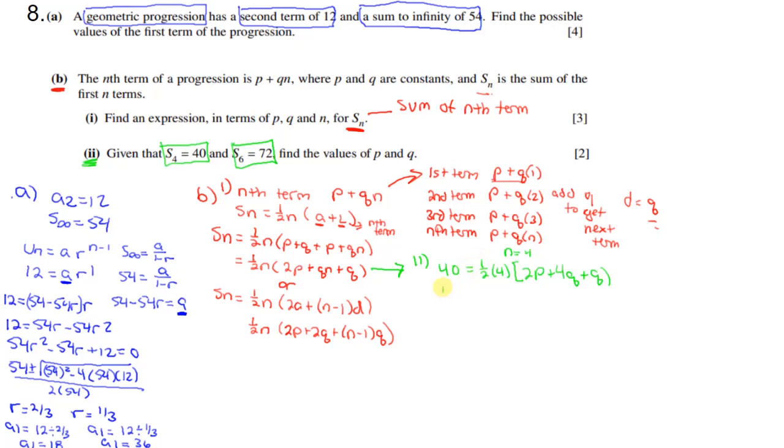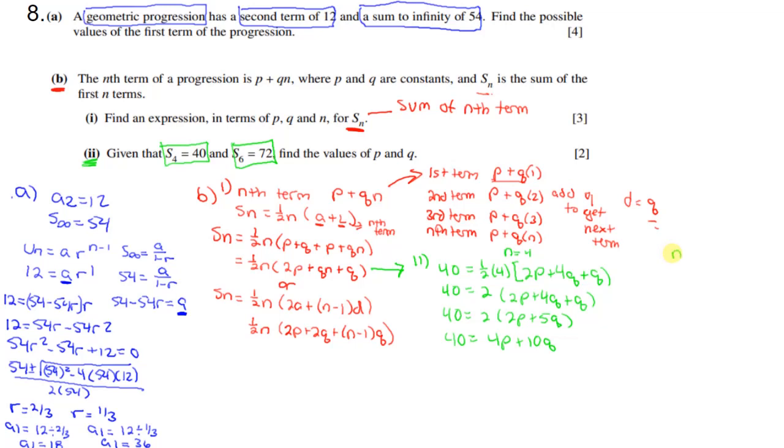Let's multiply 1/2 times 4 and get 2, and then I get 2p plus 4q plus q. Oh, I can add those together, so let's do that. 40 is equal to 2 times 2p plus 5q, and so 40 is going to equal 4p plus 10q. Now that's our first equation. That's the sum with 4 terms.